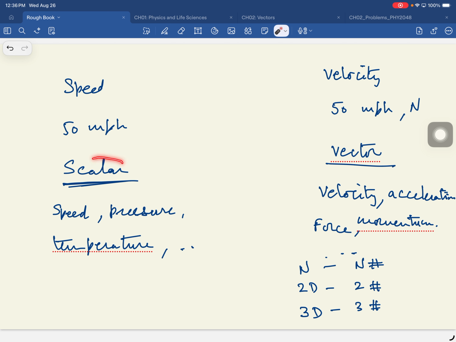To specify a scalar in 3 dimensions, how many numbers do you need? One. To specify a scalar in n dimensions, how many numbers do you need? In any number of dimensions, you need one. So now we already know that this is a more complicated mathematical object. You need more numbers to specify.